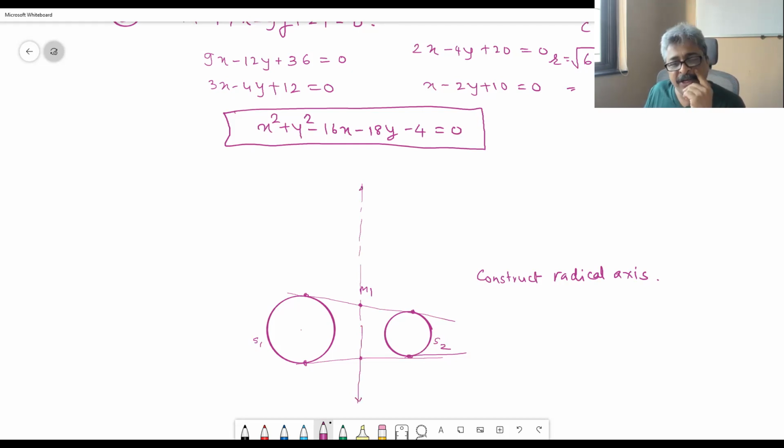The second way of doing it is, draw any intersecting circle. Draw.